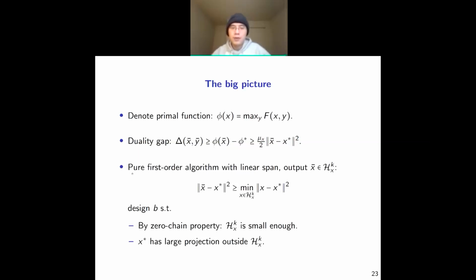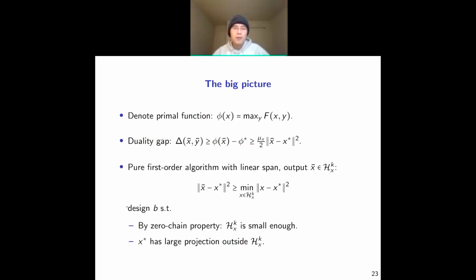Back to our pure first order algorithm with linear span. Our output will be some point in the latest subspace. You can choose any point in the subspace. And then this part will be the size of this x star, its projection outside this subspace. And therefore, as we have mentioned, we have designed the matrix A.